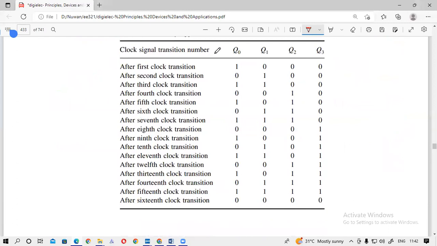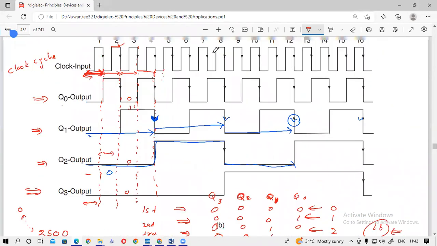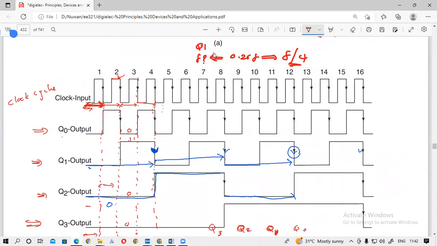Here all the bit patterns are there. Here it takes after the first clock, that means after this one. So we consider from here, that is why we get 0 0 0 0, then 0 0 0 1, likewise.